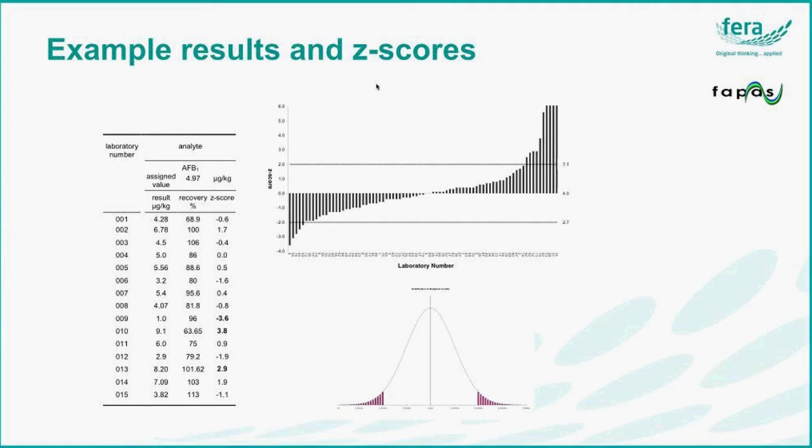It's important to understand what this means. In particular, what happens when you get a Z-score outside of plus or minus 2. And this is important in terms of the general trend of performance.